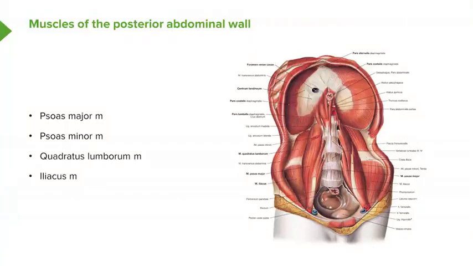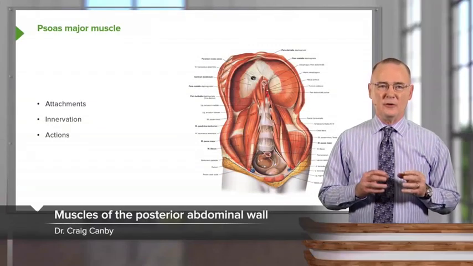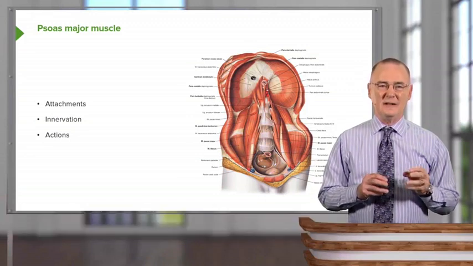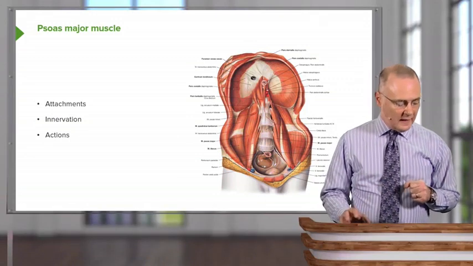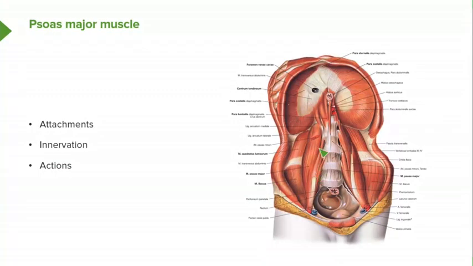Next, let's look at the muscles of the posterior abdominal wall individually. Our first one will be the psoas major, so we'll want to understand its attachments, its innervation, and actions or functions. The origin of the psoas major, and we can see several points of origin in the illustration.